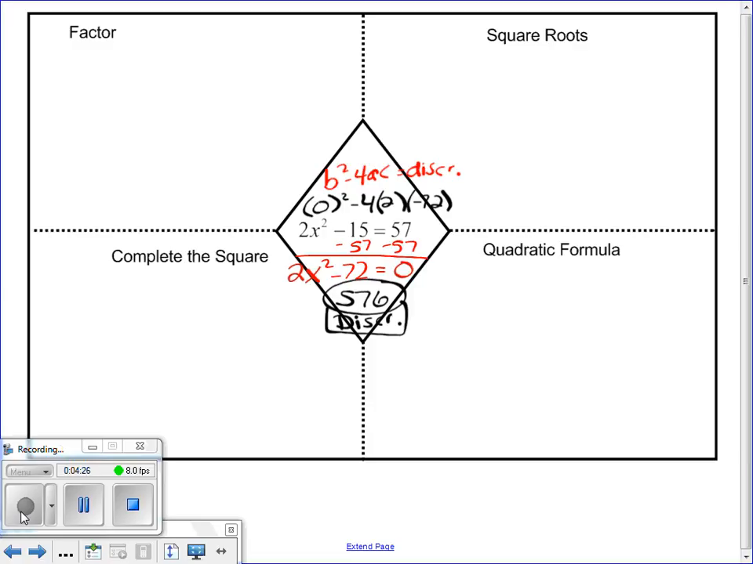All right. So did you, yes or no, is that a perfect square? Yes. So since that's a perfect square, that means we can factor this. Okay? So we had 2x squared minus 72 equals 0. Okay, so we know it's factorable. What do I do first to factor it?